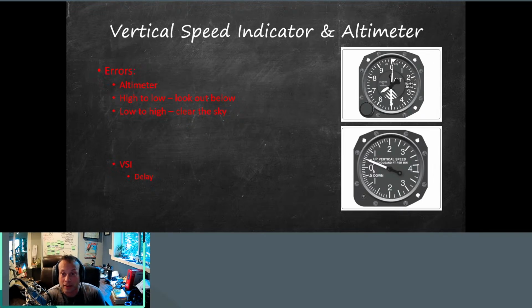Let's talk about the vertical speed indicator and altimeter errors. Now, the altimeter errors, you can use the mnemonic device: from high to low, look out below, and from low to high, clear the sky.